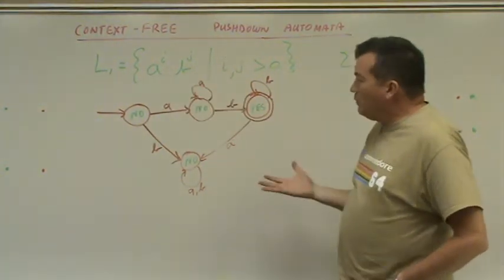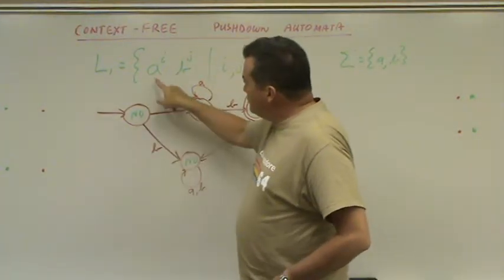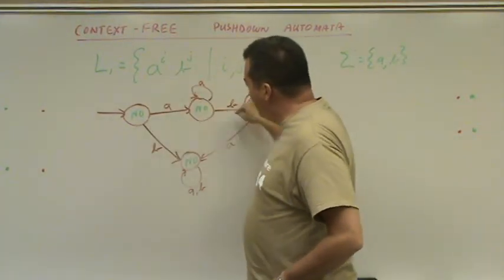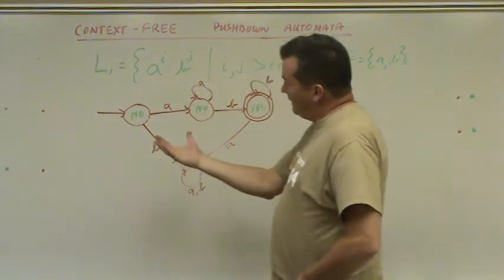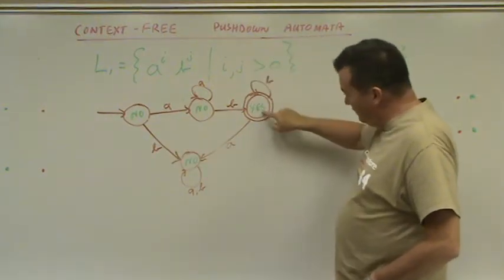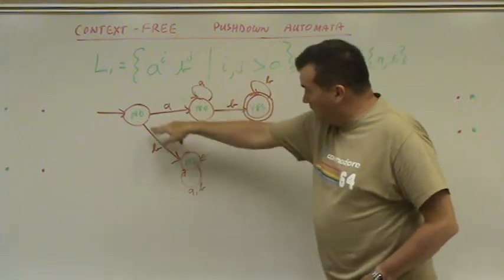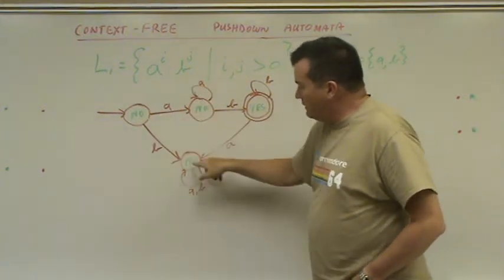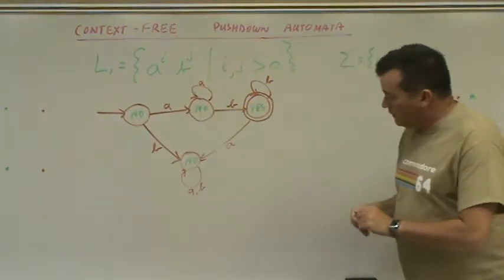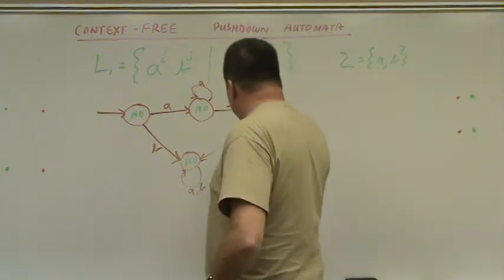You can take any word you want, start here, and just as you read the letters, hop around from state to state. At the end of the letters, if you're here, it's in our language. And if you're not here, if you're in one of these three, you're not in our language. So, what did we say was no good?